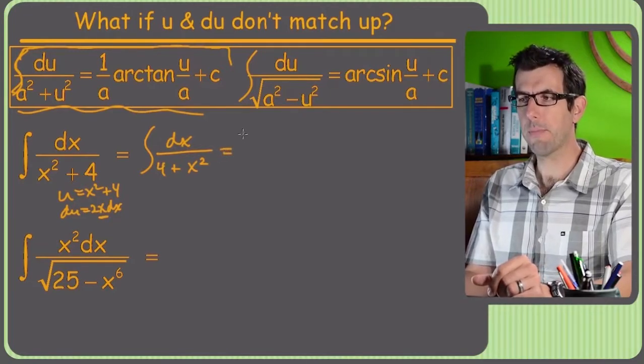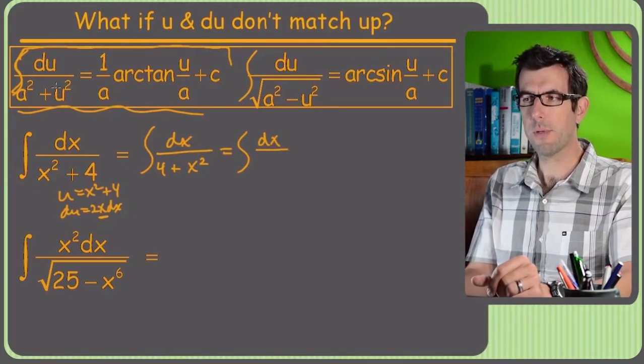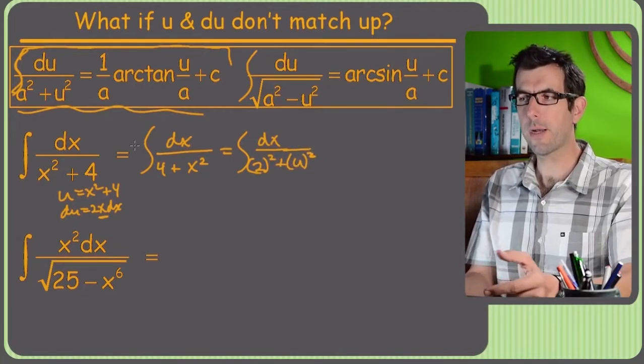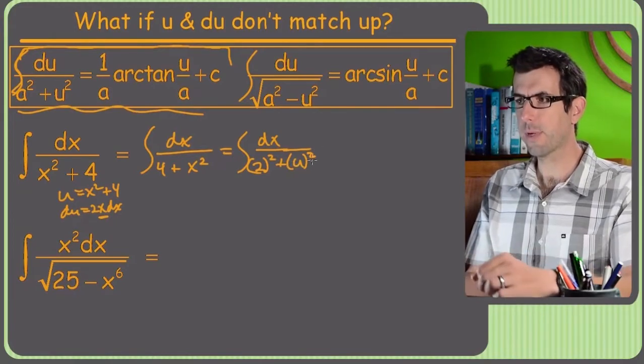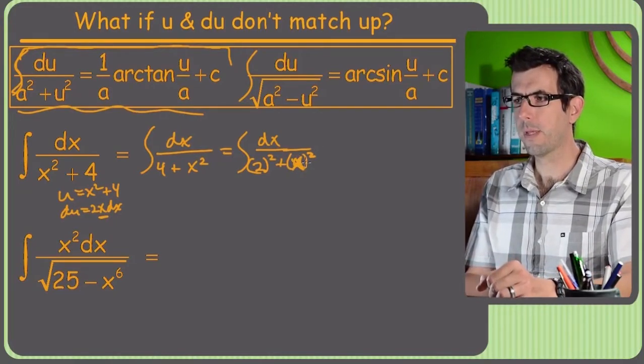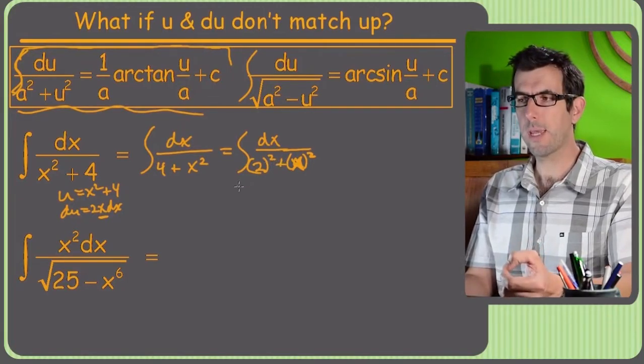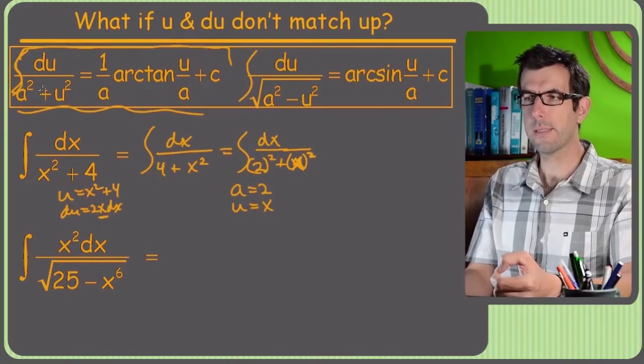Now I'm just going to rewrite this as a couple of things squared, because I want this to be a number squared plus a letter squared, right? So 2 quantity squared plus u quantity squared. So all I did was rewrite x squared as x in parentheses squared, and I rewrote 4 as 2 squared, but I just did that to make the point really obvious that a equals 2 and u equals x, because the variable that's squared is x.